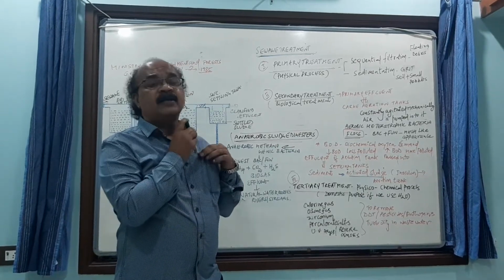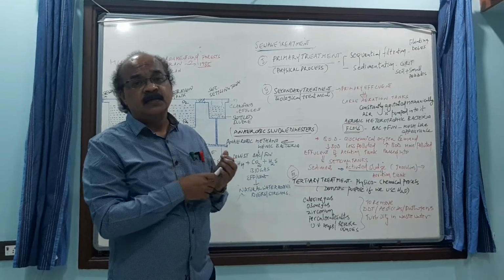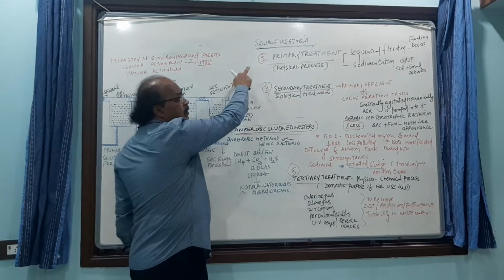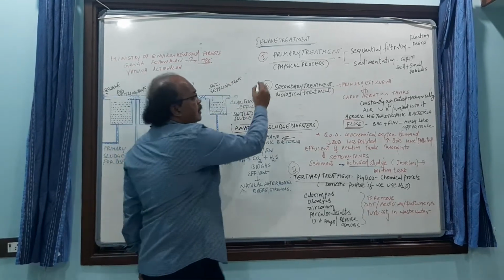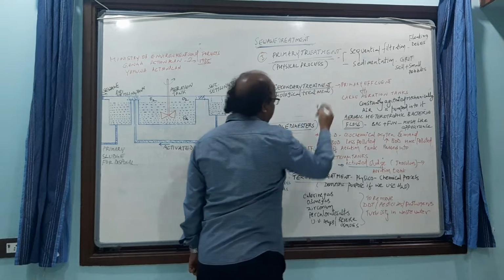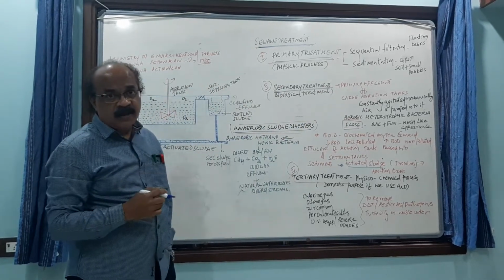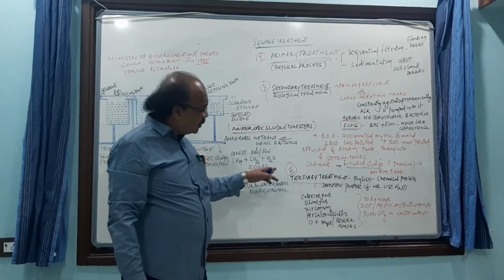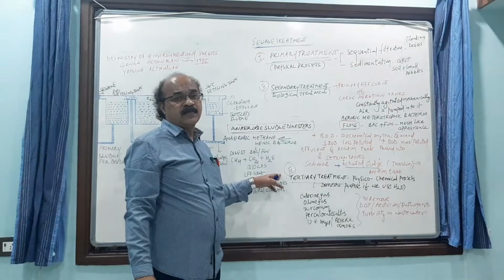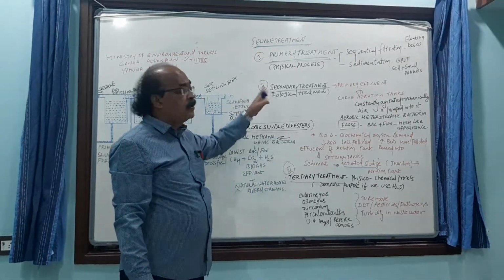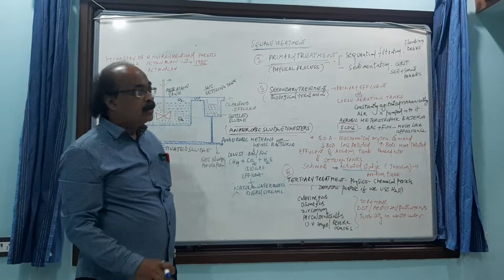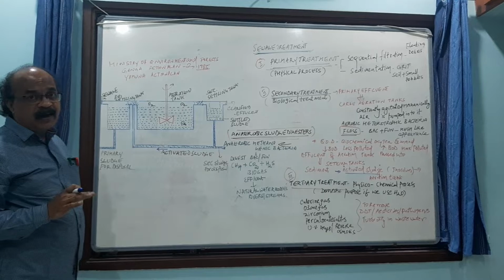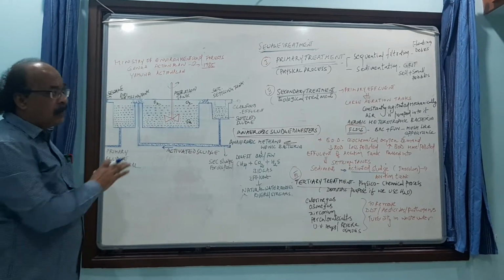The sewage treatment takes place in 2 or 3 steps. One is primary treatment. The second one is secondary treatment, and if a necessity is there, the tertiary treatment. Tertiary treatment may or may not take place, but definitely primary treatment and secondary treatment. The primary treatment takes place in primary settling tanks.